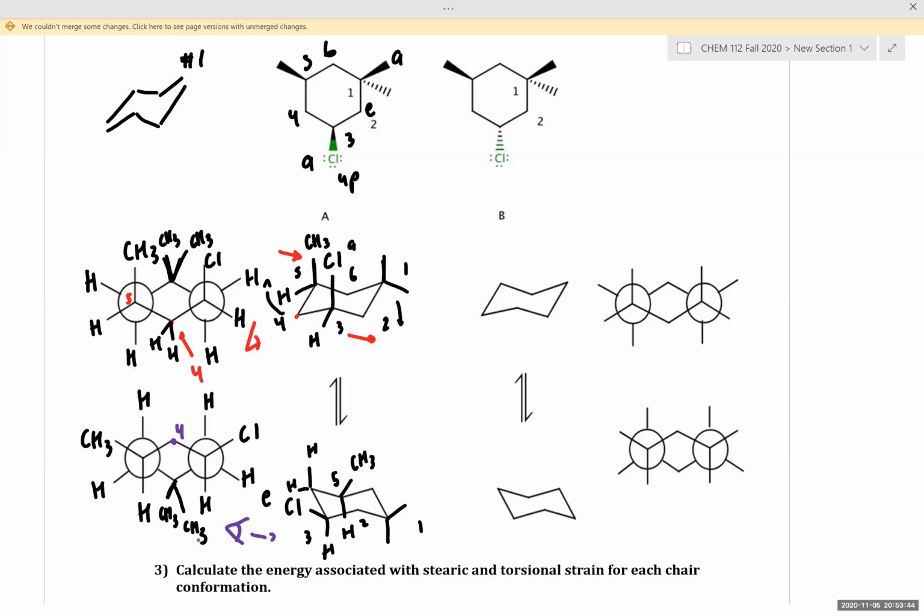It's for your own benefit. The axial and equatorial positions are implied by how you draw your Newman projection, but it's important to be meticulous about axial versus equatorial, because it can lead to pretty large variations in your final response.